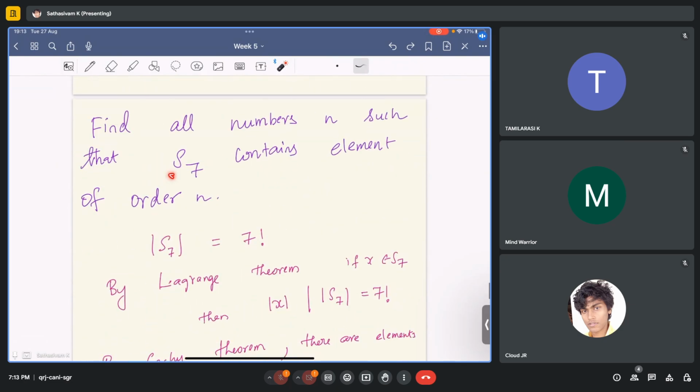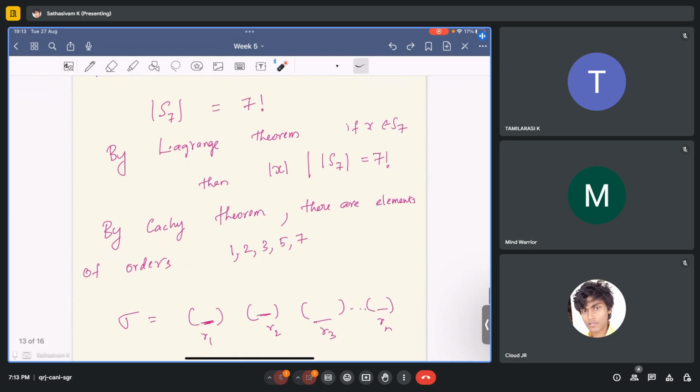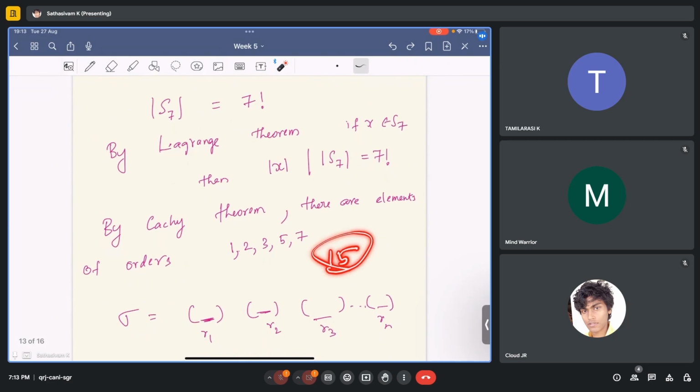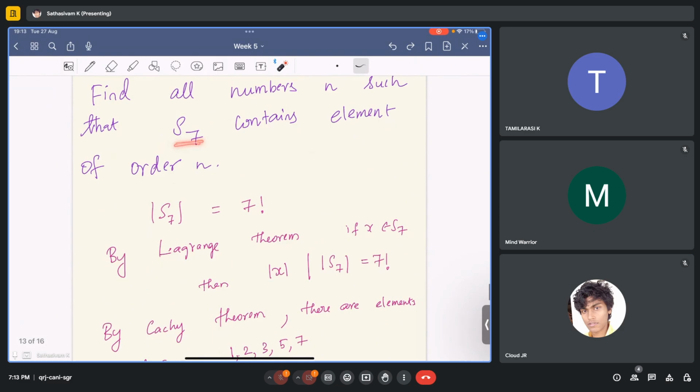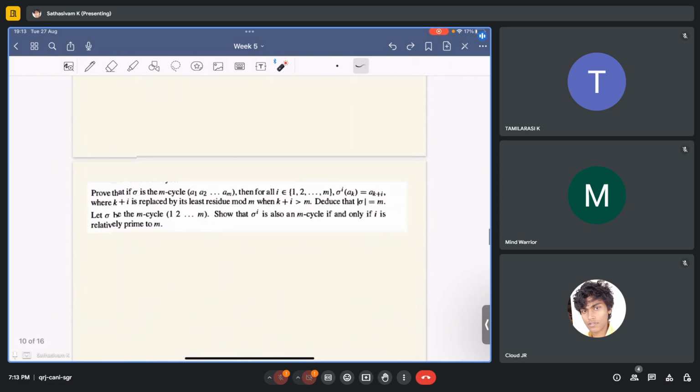So what we have proved is that the Cauchy theorem you cannot generalize. That is the one thing we have shown. Cauchy theorem says if you have a prime that divides, then there is an element of that prime order. But in general, it's not true if you have a composite. For example, if you have 15, there is no element of order 15 in S7.